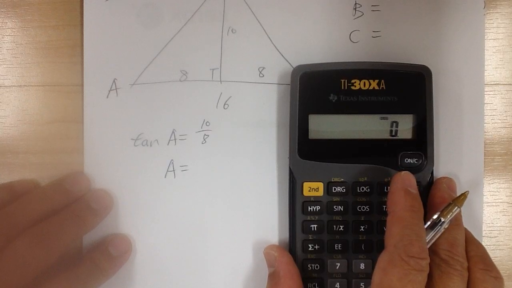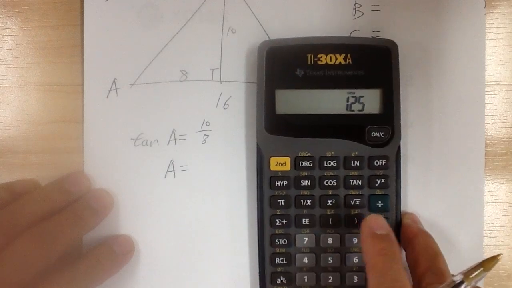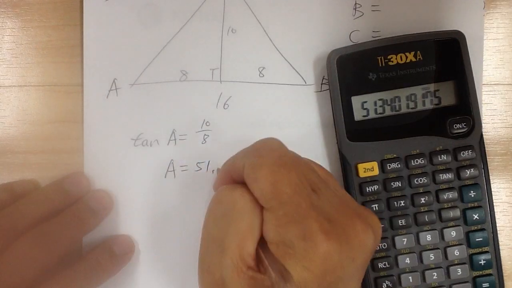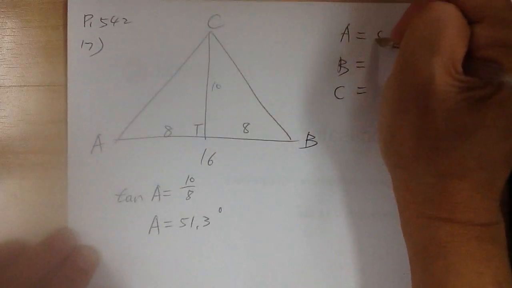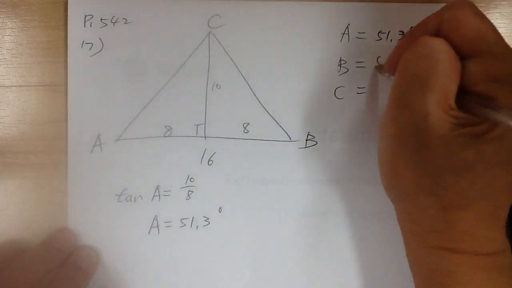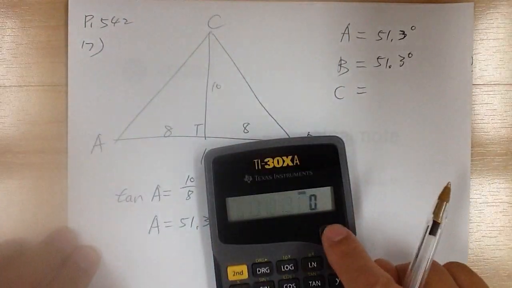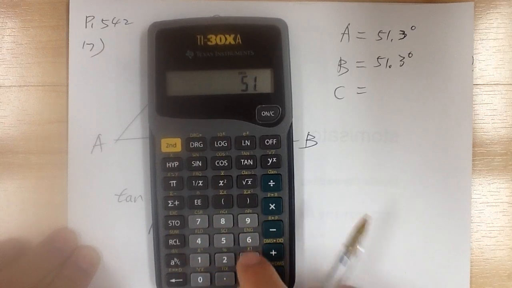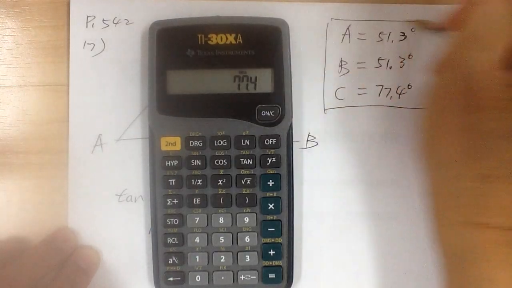So from here you can go and find angle A already. And so you can use decimal degree, so that's kind of nice. Okay, so you go 10 divided by 8, equal, second tangent. This will give you 51.3 degrees. So angle A is going to be 51.3 degrees. And since these are isosceles triangles, it's going to be the same. And to find C, remember the three angles in a triangle add up to 180. So you go 180 minus 51.3 times 2. So this will give you 77.4 degrees. And that's it.